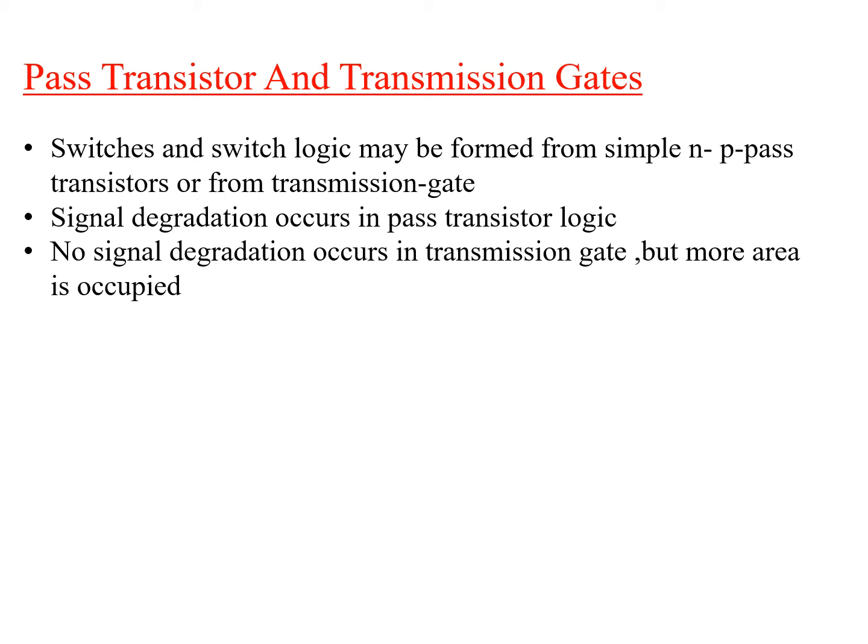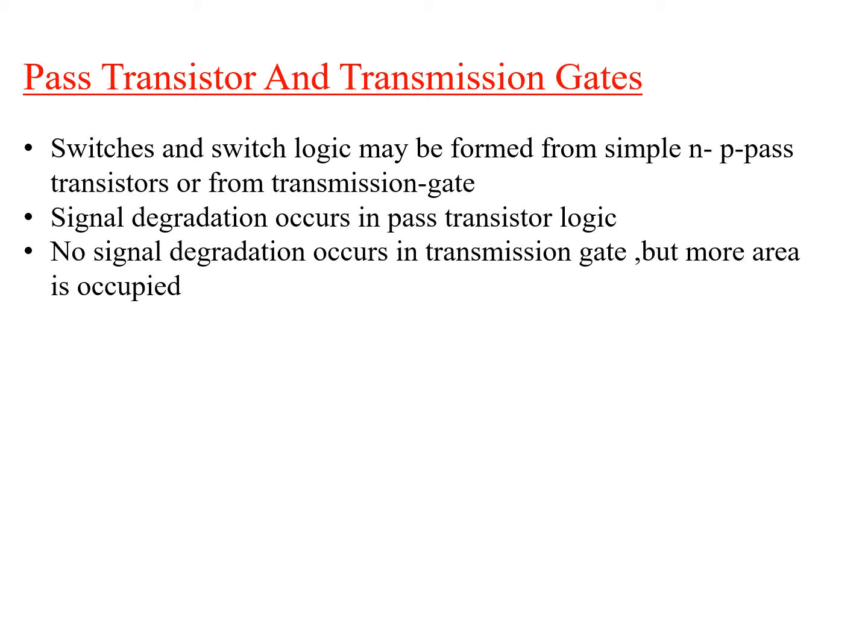That is, at this particular 0.7 voltage, your channel is actually formed. Once the channel is formed, there is a movement of your carriers, that is, electric current is going to pass through that particular logic, that is your MOSFET. So at the output, you are not going to get the exact 5 volts, but you will be getting less than 5 volts. So signal degradation occurs in pass transistor logic. But in case of a transmission gate, there is no signal degradation.